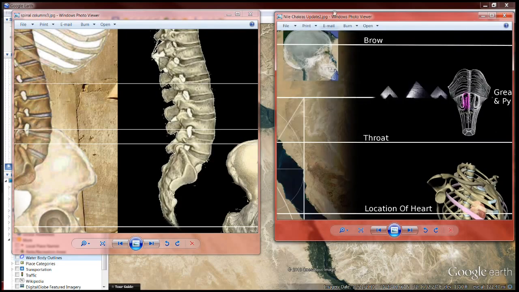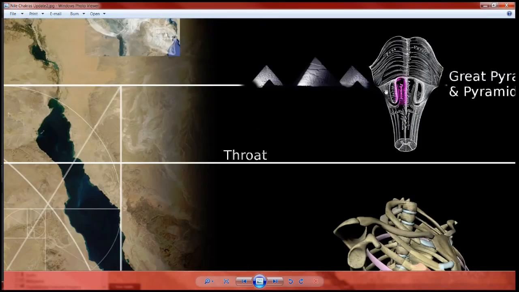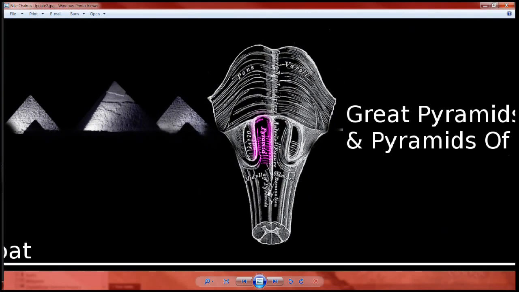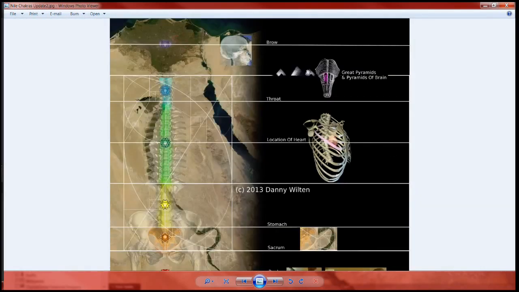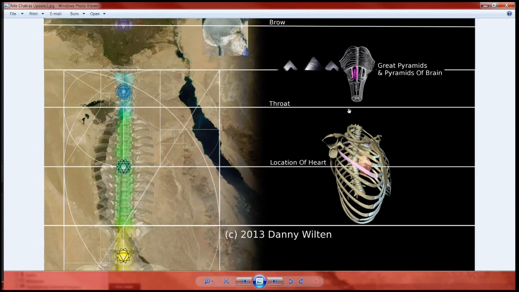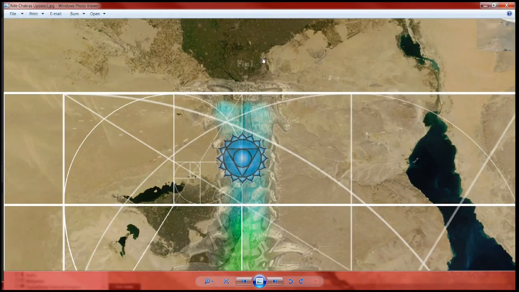Also, one more thing I wanted to show you real quick. Right here, where this line is, you see the pyramids? Well, this is also located in the exact same place as what's called the pyramids of the brain, and they're located right there. And you'll notice the way this gets thinner right here and it gets thicker right here? That's the same thing that's happening right here in the Nile. It's thick and then it moves into the spinal cord right here. So the Great Pyramids are located basically right here.